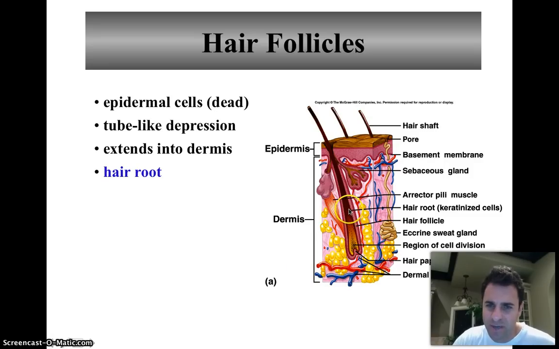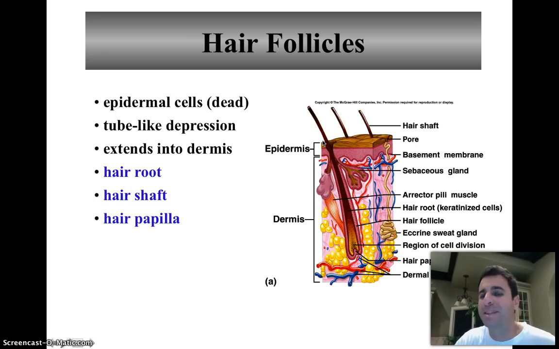Here you see the hair root. That's the part that is going to be attached to the hair follicle itself and to the hair papilla. And then you have the hair shaft, of course. That's the structural part that you think of when you think of a hair. And then the papilla at the bottom, which is the attachment point of the hair.